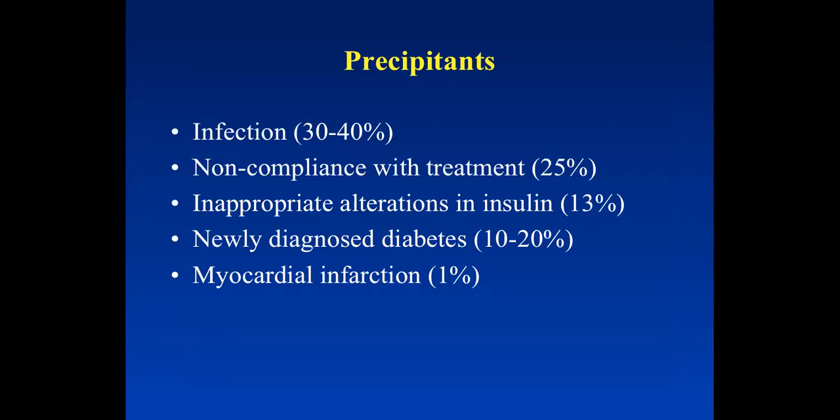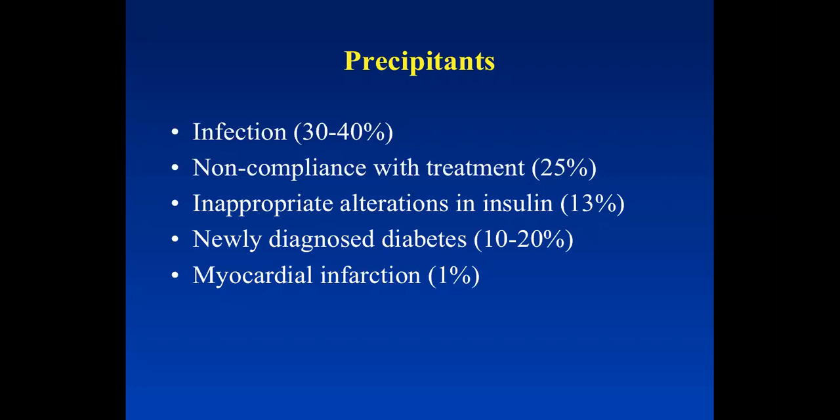As I said, diabetic ketoacidosis is precipitated. Not all people with type 1 diabetes get diabetic ketoacidosis. There have to be some precipitating factors which demand more insulin or more metabolic compensation. Things like infections, the patient not taking treatment, inappropriate changing of insulin doses, and other illnesses like myocardial infarction can precipitate diabetic ketoacidosis.